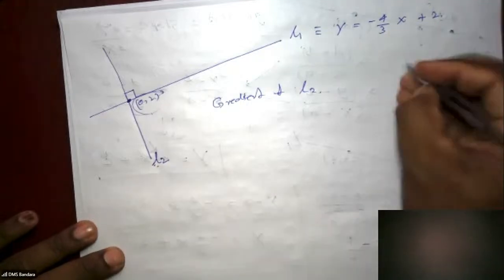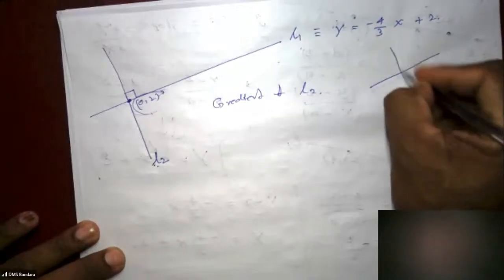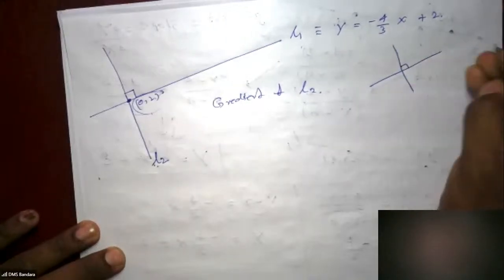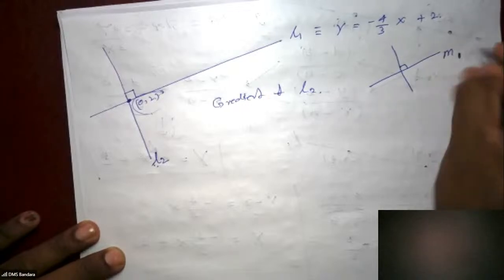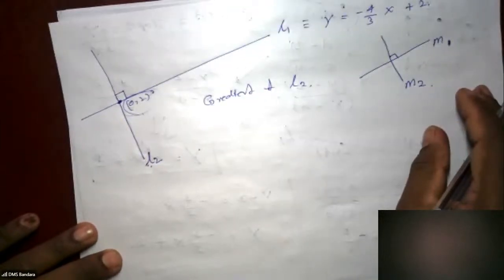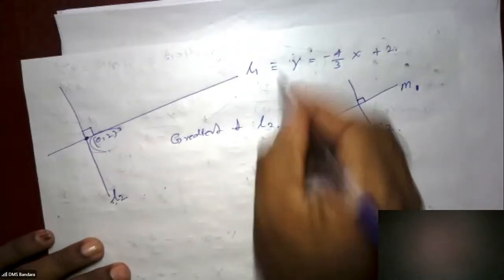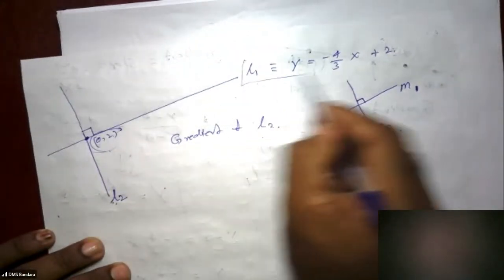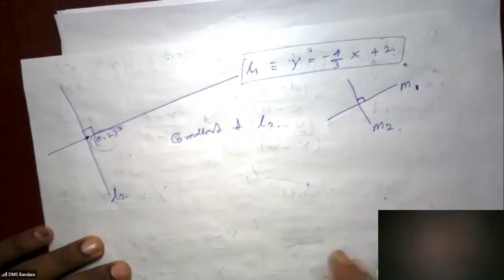I think you already know. If the two lines are perpendicular, the gradient of this line is M1 and the gradient of L2. Yes, nice. So there we have the equation of L1: y equals minus 4 over 3 x plus 2.